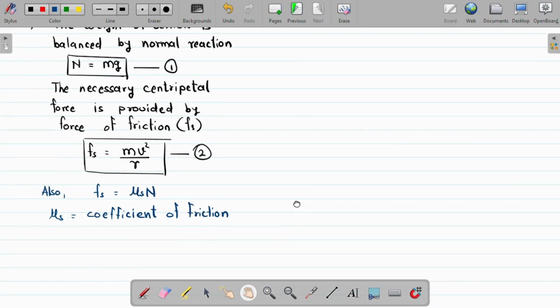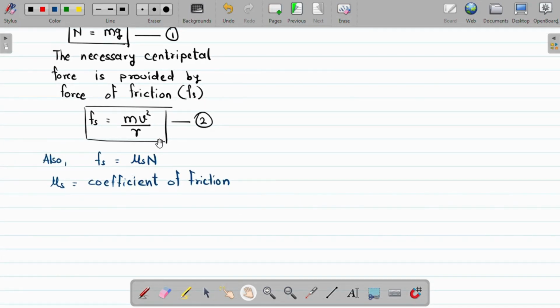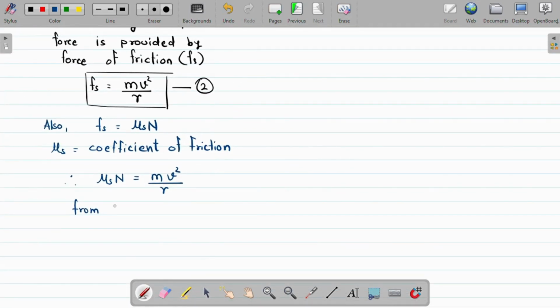So if we substitute this value of Fs in equation 2, what we get is mu s N is equal to mv square by r. Now, from equation 1, what we have is the value of N. So, let's substitute that from equation 1. We get mu s, instead of N, we will be putting mg, which is equal to mv square by r.